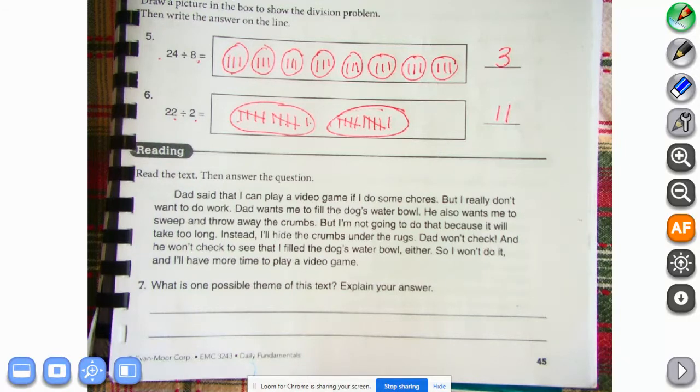Dad wants me to fill the dog's water bowl. He also wants me to sweep and throw away the crumbs, but I'm not going to do that because it will take too long. Instead, I'll hide the crumbs under the rugs. Dad won't check, and he won't check to see that I filled the dog's water bowl either, so I won't do it. I'll have more time to play a video game. What is one possible theme of this story? Okay.